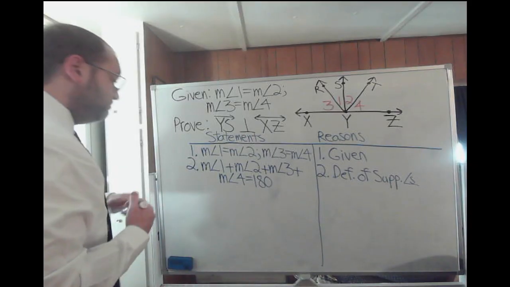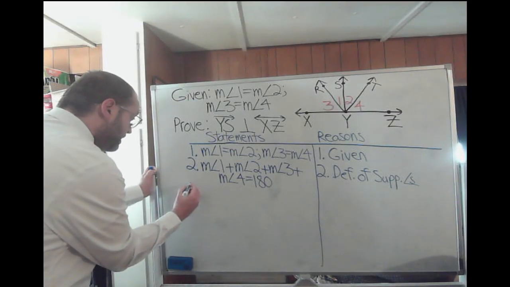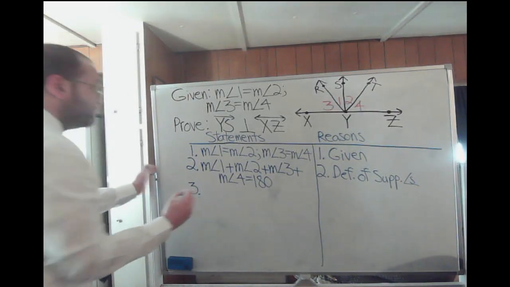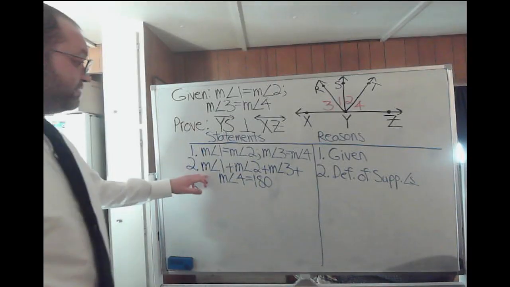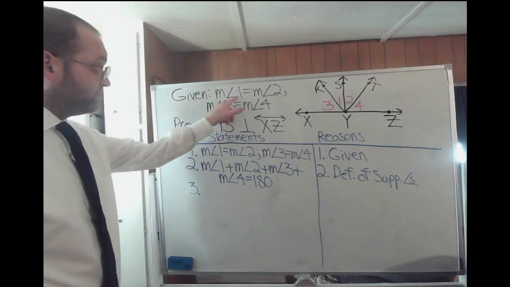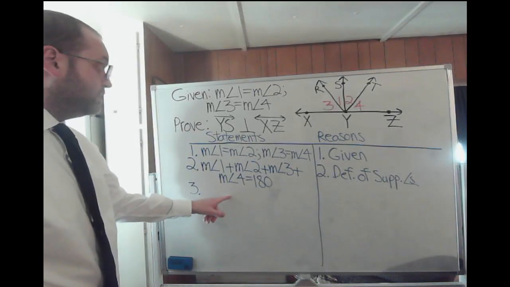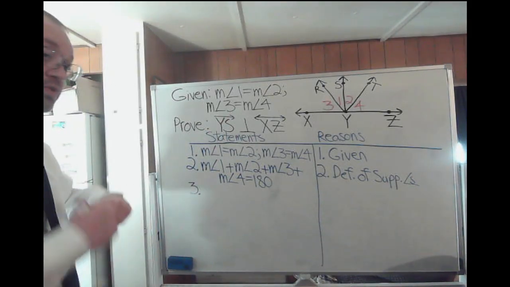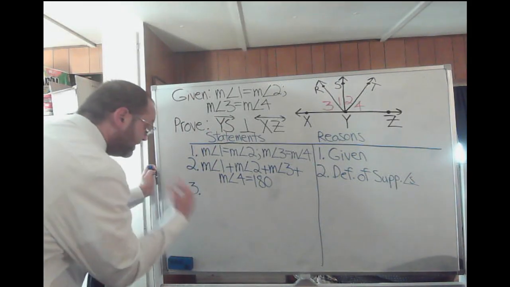And then here's where we get a little bit clever. So we have all four angles added together to equal 180. But we know the measure of angle 1 equals angle 2, right? Angle 3 equals angle 4, so we can do some substitutions here.